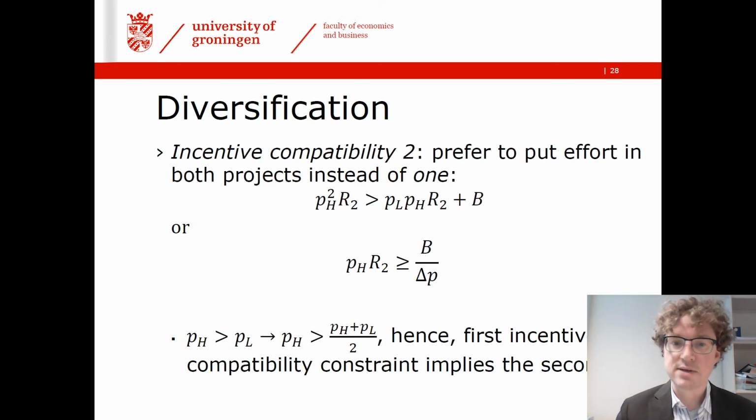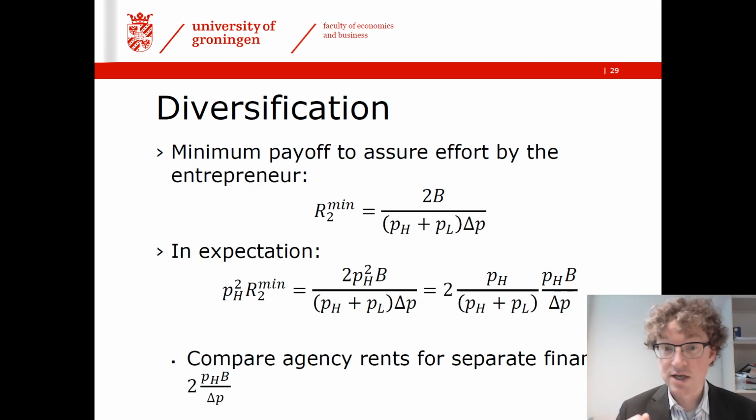The second condition, we figured out, is actually weaker than the first, so we need to focus only on the first one, and then we get the second condition for free. So check this yourself again. Using that first incentive compatibility condition, which is the important one, we find out what's the minimum amount that we need to promise to the entrepreneur to make sure that this is going to hold.